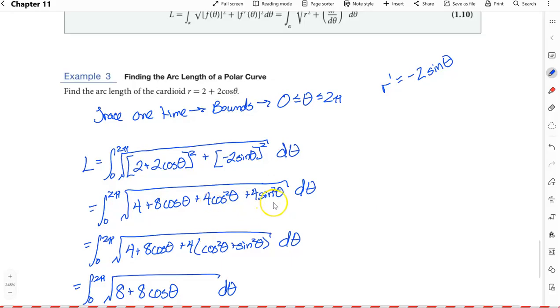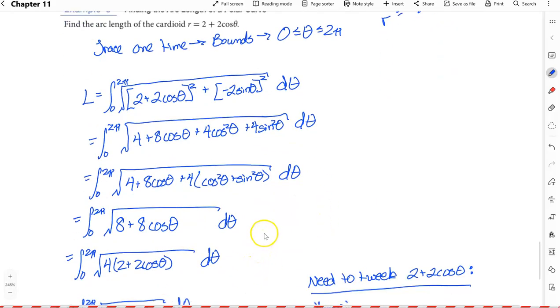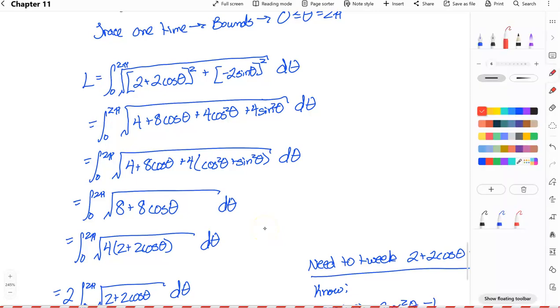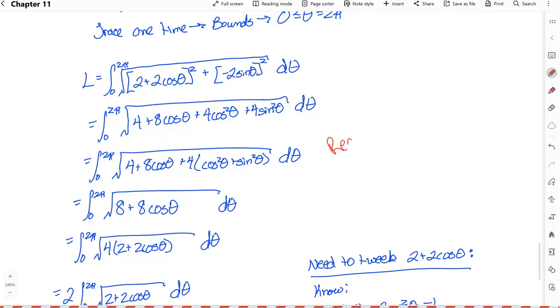Now notice I've got a 4 cosine squared plus a 4 sine squared. If I factor that 4 out, I'm going to have 4 times cosine squared plus sine squared, and we know that cosine squared plus sine squared is equal to 1. So this is going to be 4 times 1, which is just going to be a 4. So then I've got 4 plus 4, which is going to give me an 8. So I have 8 plus 8 cosine of theta under that radical. And I'm going to tweak that a little bit. I could pull a 4 out. And so I have 4 times 2 plus 2 cosine of theta.